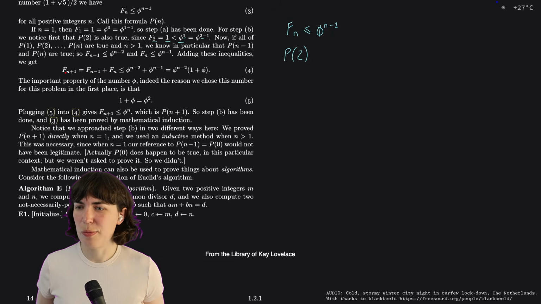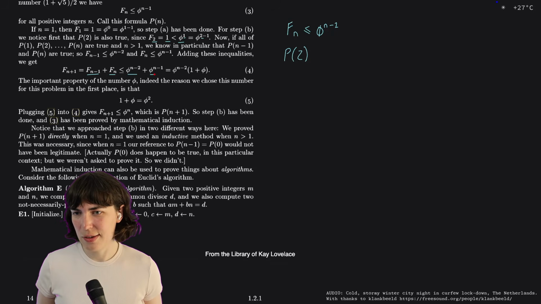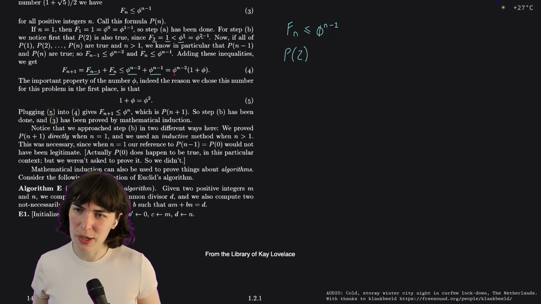Right, okay, so because of the way the Fibonacci sequence works, we can add the previous two terms to get what n plus 1 is going to be. So we add the inequalities, meaning we add these, and then he presumably does some little bit of work here to make this work.